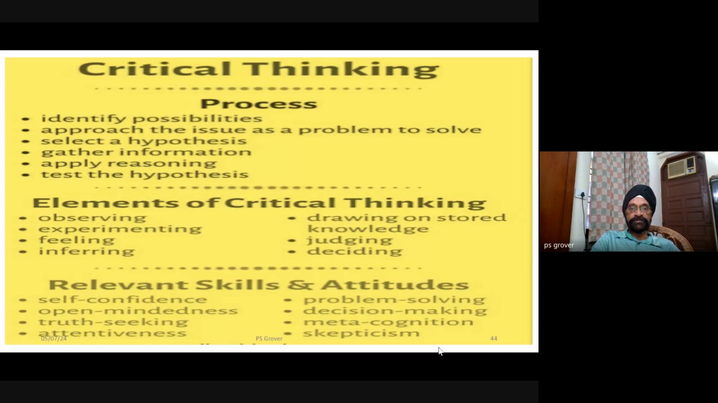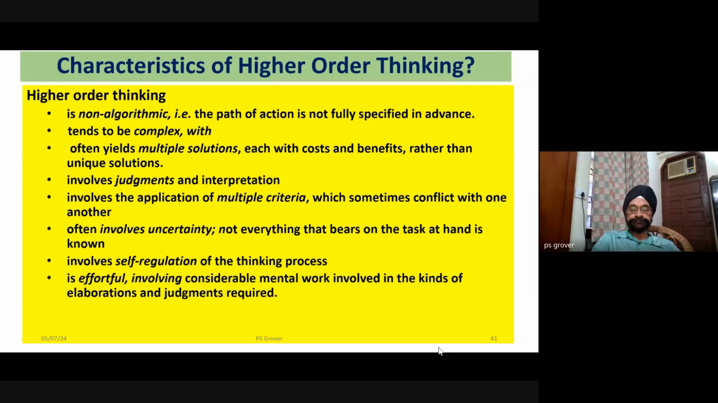Now, how can I train these students in these things? Please see here, by imbibing higher order thinking skills. Higher order thinking skill is non-algorithmic, that is, the path of action is not fully specified. We don't know how to solve it. I have multiple solutions, involve judgment and interpretation, application of multiple criteria, uncertainty, self-thinking and regulation, and so on. So when I'm imbibing higher order thinking skill, I'm imbibing employability skill, which is what industry wants. I've just given you a quick view of what it will involve.